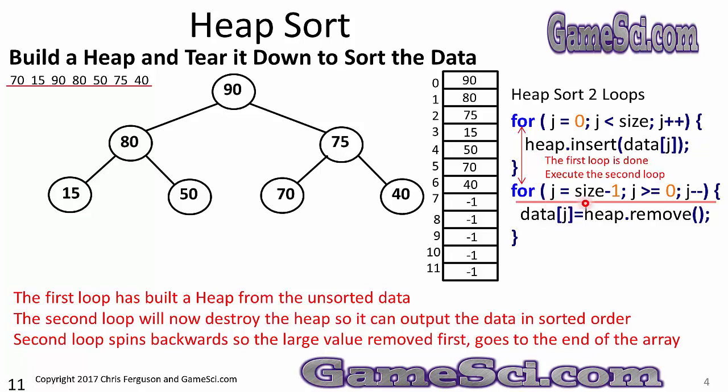For J equals size minus 1, J greater than or equal to 0, J minus minus this time. We're going to go backwards through the data on the second loop. The second loop will now destroy the heap so it can output the data in sorted order. The second loop spins backwards, so the large values removed first go to the end of the array.